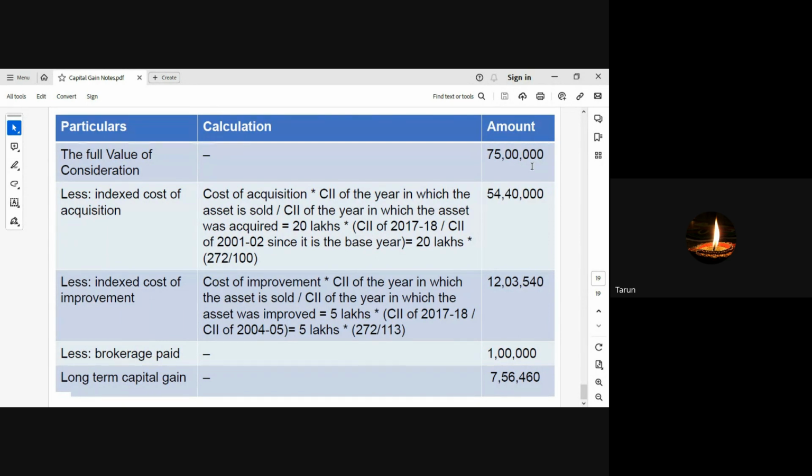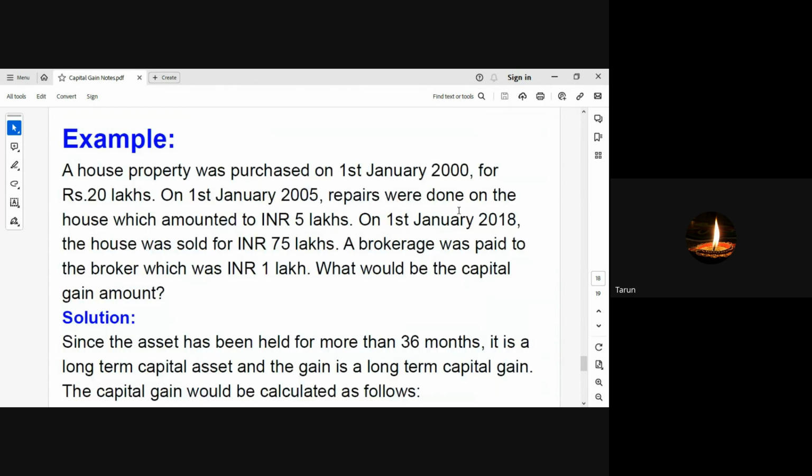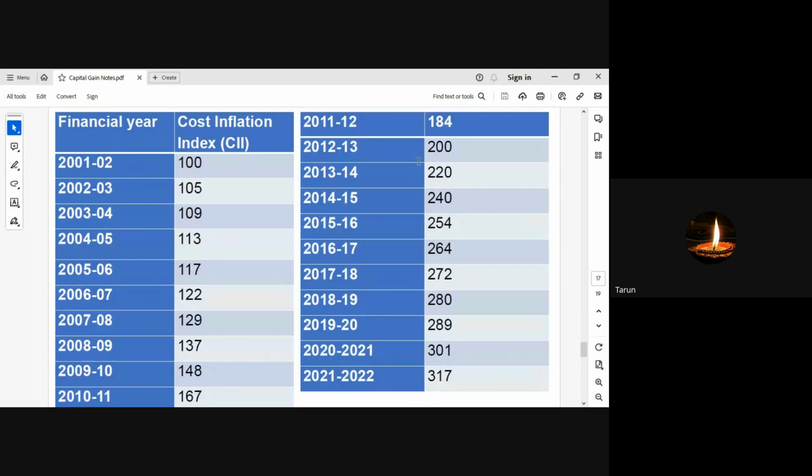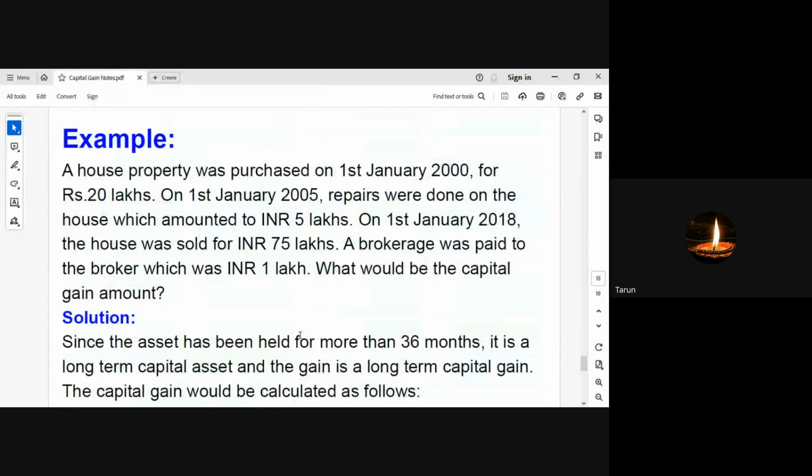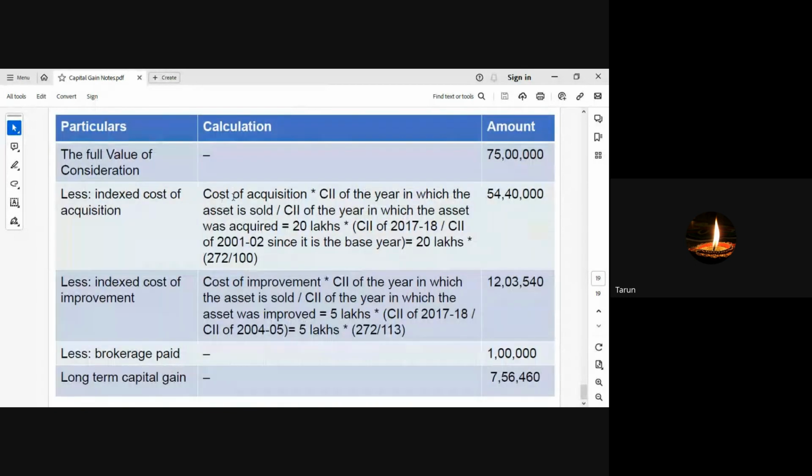So this is the way to calculate the indexed cost of acquisition. Once you get it, you add the word indexed. You need to follow the cost inflation index table. This is the table and this is the formula: cost of acquisition into CII of the year in which the asset is sold, divided by CII of the year in which the asset was purchased or acquired. Same for cost of improvement. Any doubt in this question, please ask if you have.